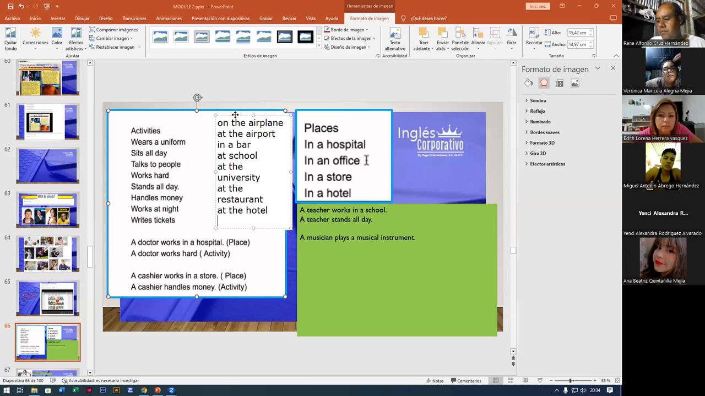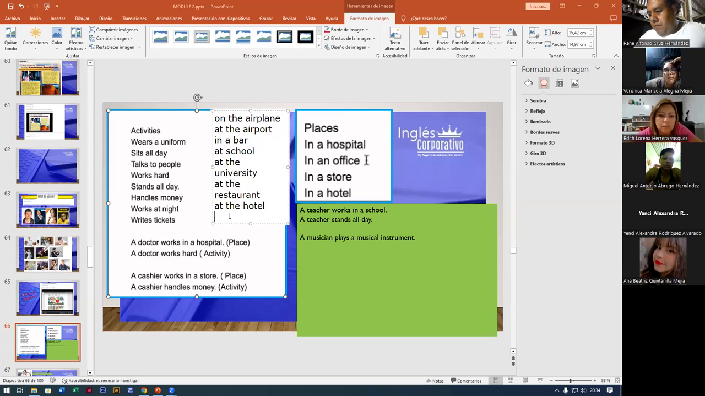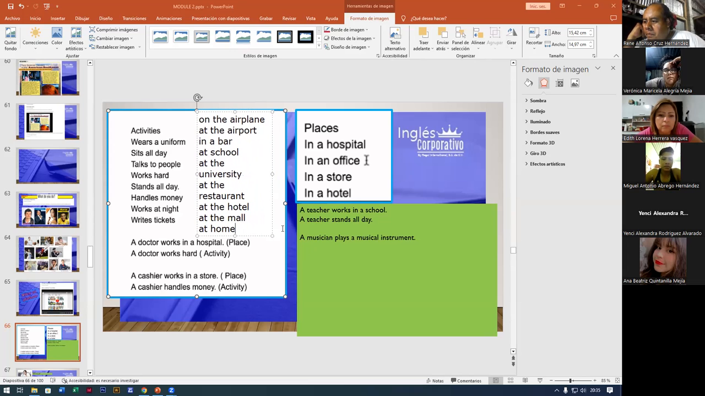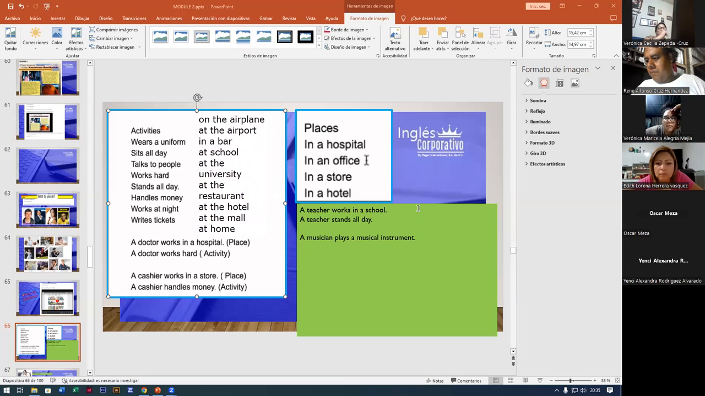One more place. In a mall. And that's park. True. At the mall. At home. Yes, it's true. Why not? At home. At the supermarket. So you see, we have different places that we can also include here. Now, let's give more examples to complete. Let's connect the ideas. It says, a teacher works in a school. A teacher stands all day. Normally, right? Normally, a teacher stands all day.